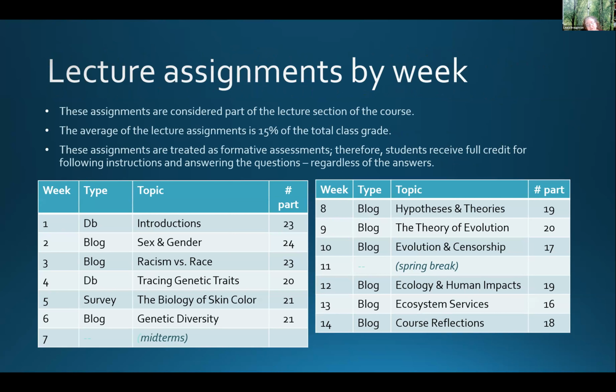There are two discussion boards, an introductory one that I use all the time, where they still have to cite something, and then one on genetic traits, and I'll show you that. And then there's a bunch of blogs, and there's a survey. The first three of these, the sex and gender blog and the survey, come out of a project that Shyla was working on with Alex Wolf several years ago. And I adapted what they'd already started.